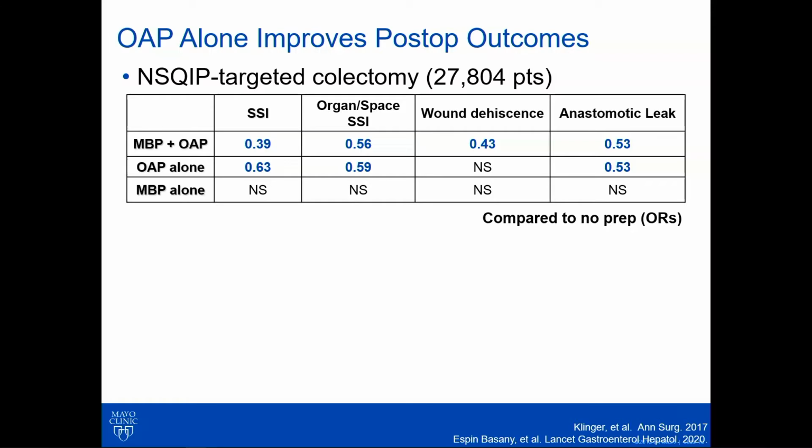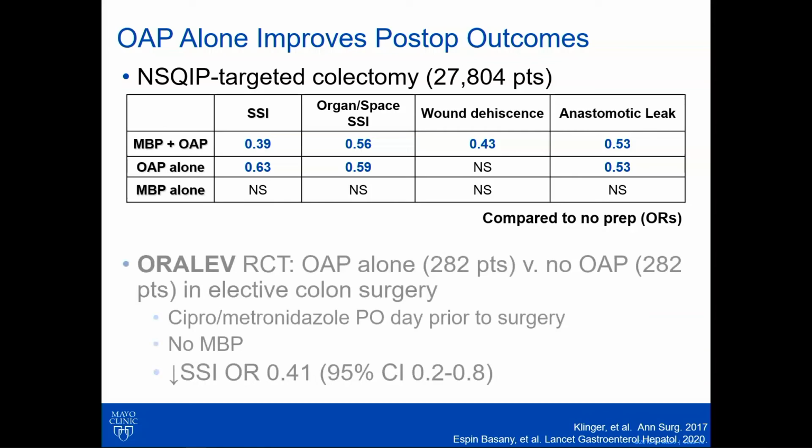Mechanical prep plus oral prep decrease the risk of wound dehiscence, which is likely more along the lines of a neglected surgical site infection or a superficial surgical site infection. But mechanical prep alone, as you can see there, had no impact.